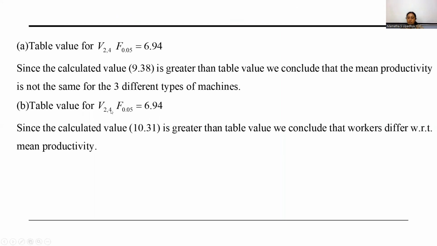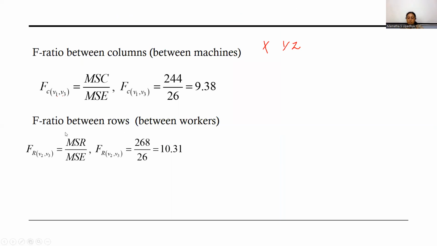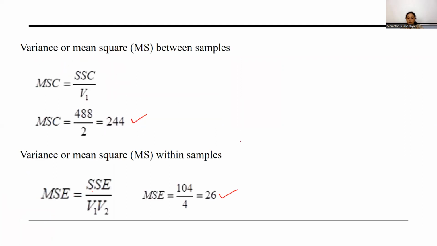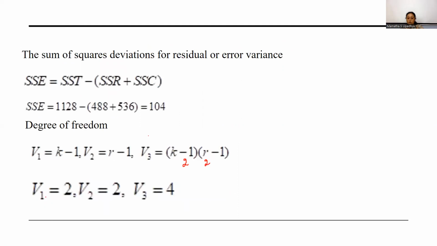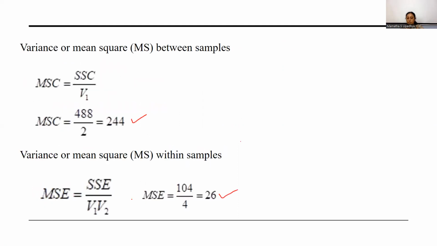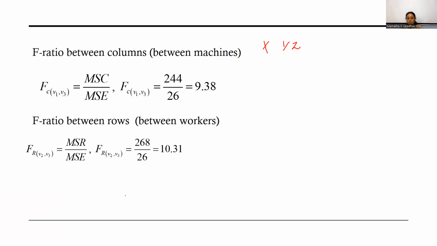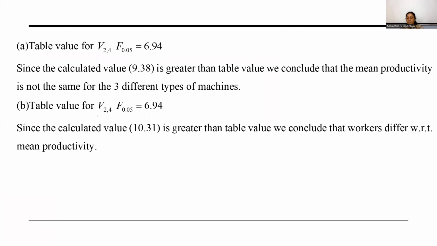So if we see here, in this problem both the degrees of freedom we got as 2 and 4. V1 is also 2, because with respect to the row, we have to consider the degrees of freedom as V2 and V3, right? But in this problem, we saw that V2 is also 2 and V1 is also 2. Therefore, the table value is the same for both row wise as well as column wise. The table value is 6.94.